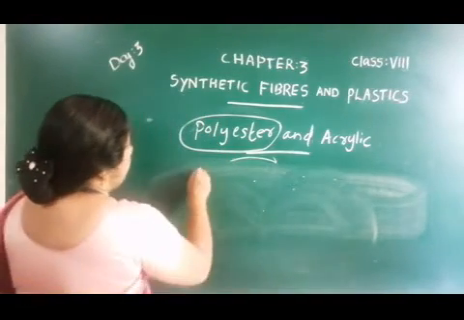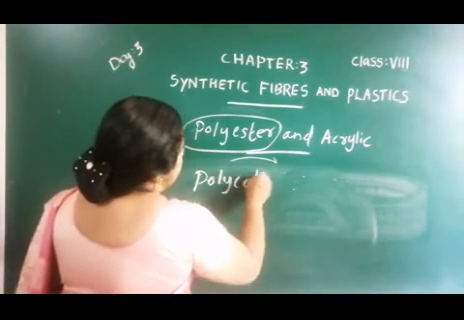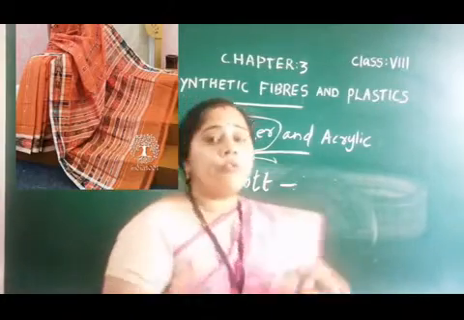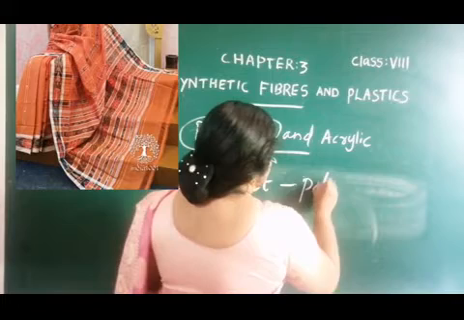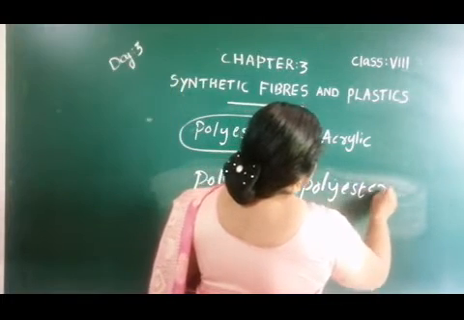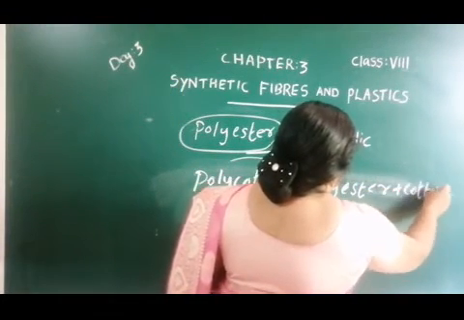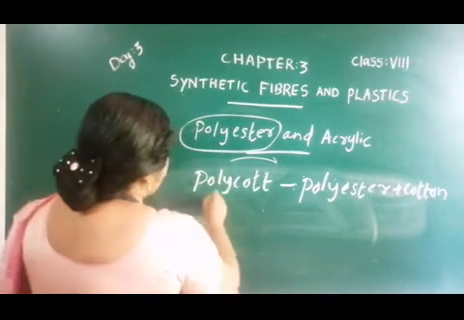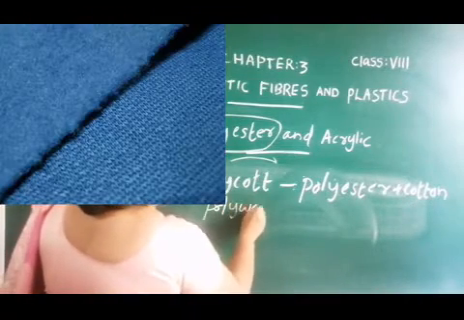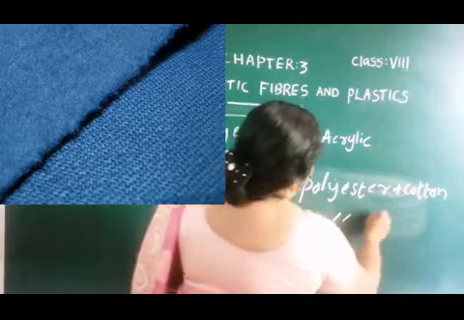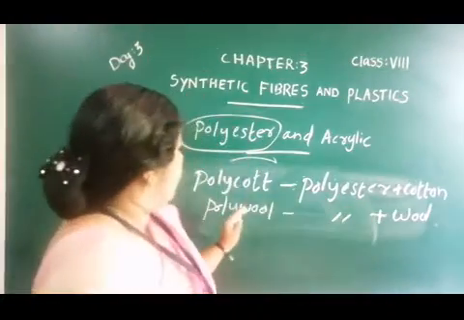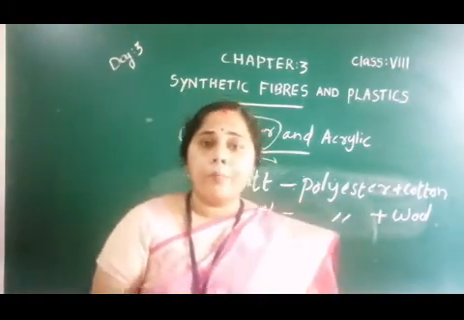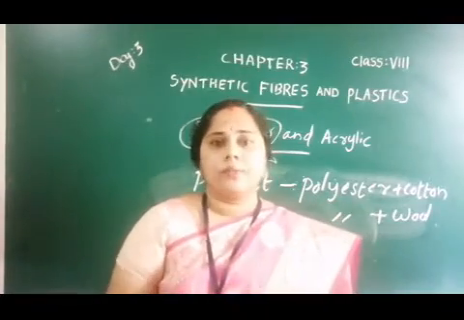For example, polycot is the combination of two fibers. Which are they? Polyester and cotton. In the same way, polywool is the combination of polyester and wool. These are the examples. Actually, these are made by mixing two fibers.